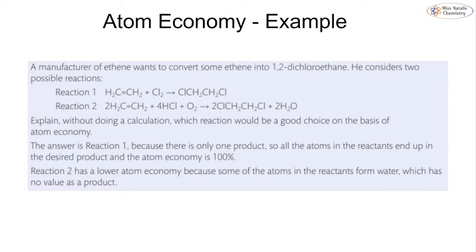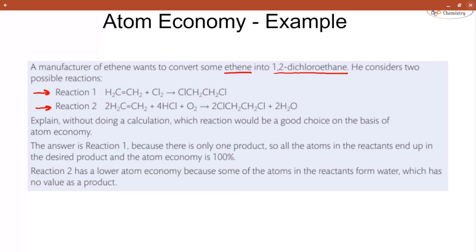So second example, we have a manufacturer of ethene who wants to convert ethene into 1,2-dichloroethane, and is looking at two possible reactions. So we have reaction 1, where we're adding in the chlorine to our ethene to give us our product, or reaction 2, where we're reacting the hydrochloric acid with oxygen to give us our product plus water.